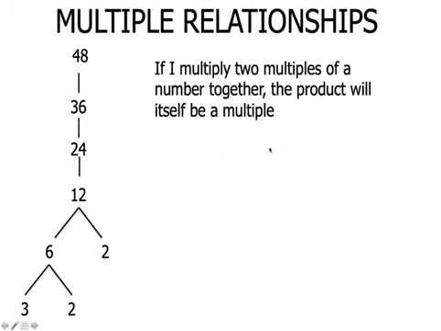And then finally, if I multiply two multiples of a number together, the product will itself be a multiple of that number. So for instance, if I take the numbers 24 and 36, both of which are multiples of 12, I get 864. And you can check this on your calculator. Is that a multiple of 12? Well, is it divisible by 12? Then yes, it is. One note, this does not work for division. You can only do this for addition, subtraction, and multiplication. I'm just going to write that in. Not division.